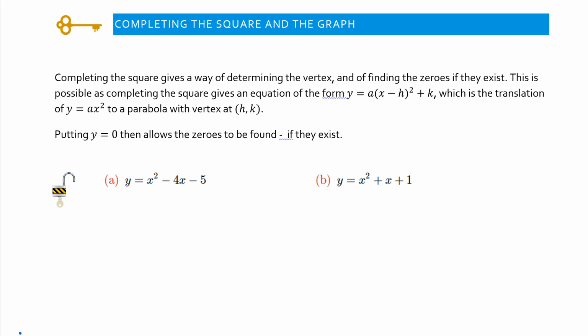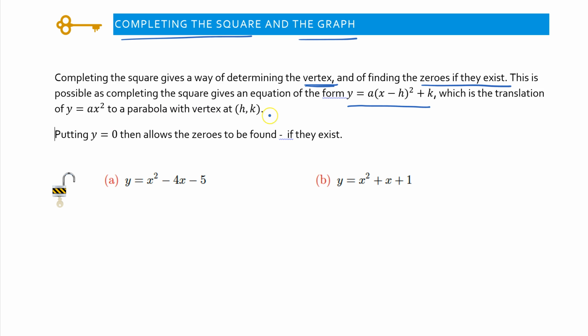Hello mathematicians, we're now going to revisit completing the square, particularly in terms of how it relates to the graph. The advantage of completing the square is that it gives us a way of determining the vertex, the turning point of our parabola, and of finding the zeros if they exist. The way that this is possible is that when we complete the square, we get an equation for the parabola in this form, that y equals a outside of x minus h squared plus k.